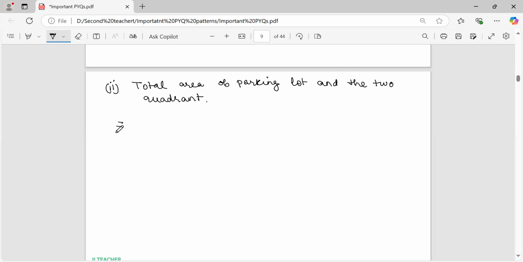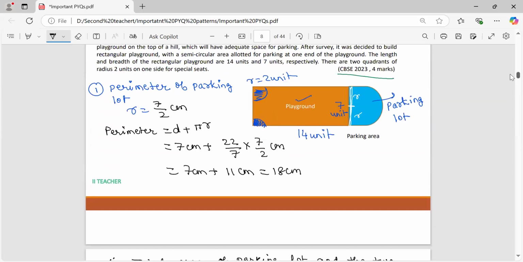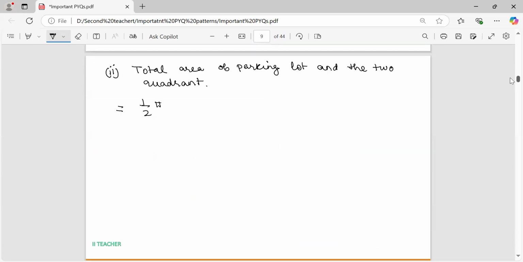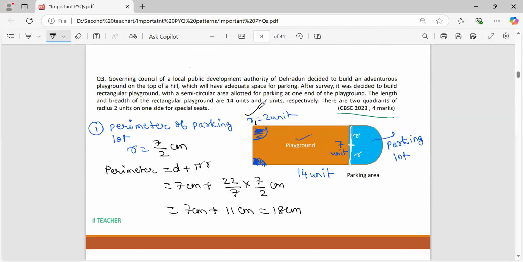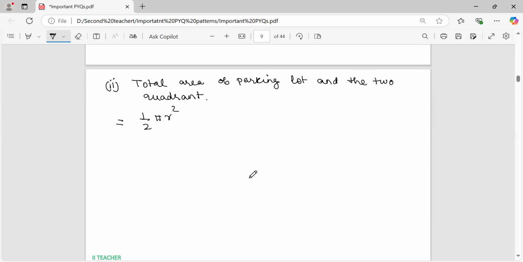So how will I find out? It is half pi r. I have taken this as r1. Okay, r1 is 2 unit. So I will make that difference. Please make a note of that. So half of pi r square, that is half of the semicircle that I have made in blue. Okay, and these are quadrants. Quadrants means 1/4 of the circle, right? So I have two quadrants, each 1/4 of the circle.